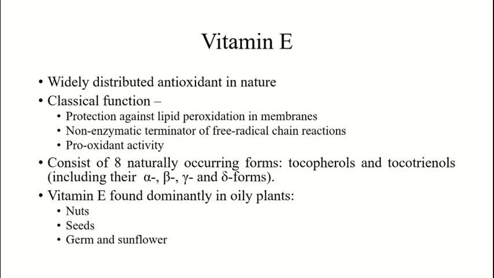Okay? All right. Now, vitamin E, on the other hand, is a widely distributed antioxidant in nature. It consists of 8 naturally occurring forms, tocopherols and tocotrienols, in their alpha, beta, gamma, and delta forms. Its classical functions are to protect against lipid peroxidation in membranes, the non-enzymatic termination of free radical chain reactions, as well as pro-oxidant activities. Now, vitamin E requirement increases as the intake of polyunsaturated fatty acid increases.